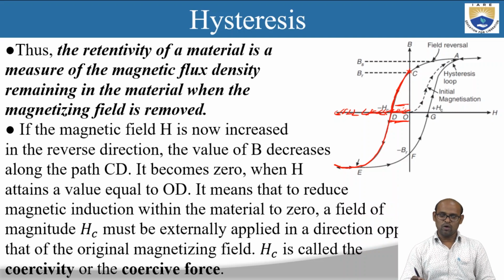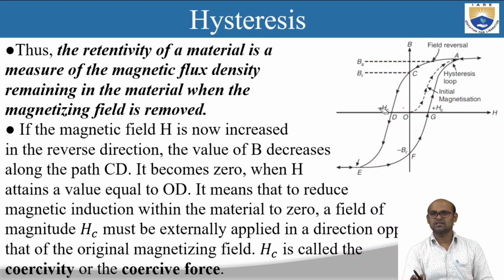Okay, so we found that we can destroy the residual magnetism by changing the direction of the applied magnetic field, and the amount of magnetic field that is required to destroy this residual magnetism is called coercivity or coercive force.